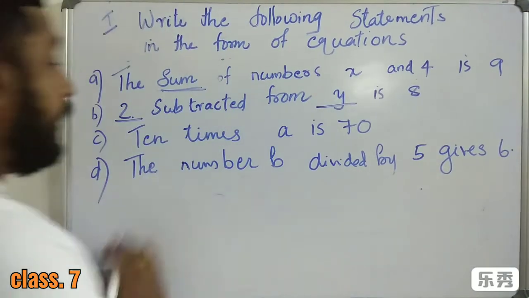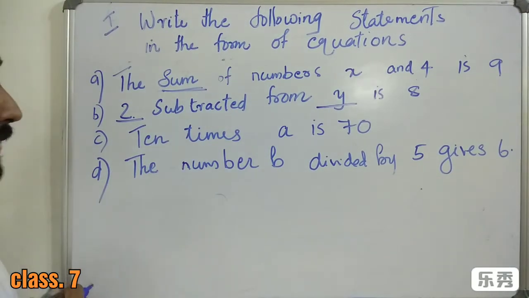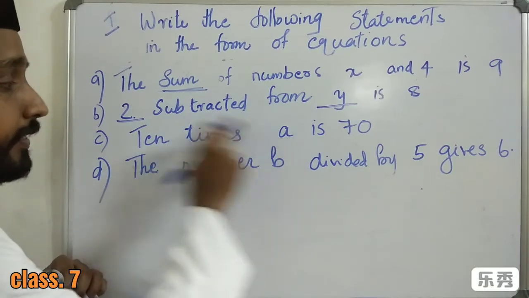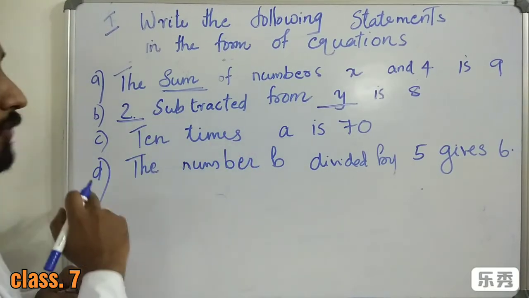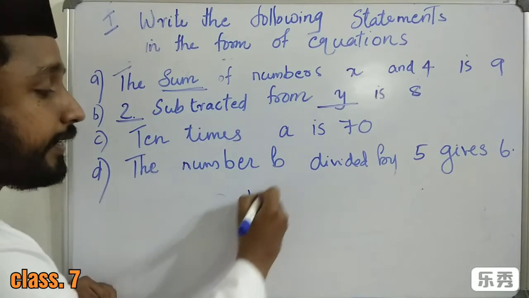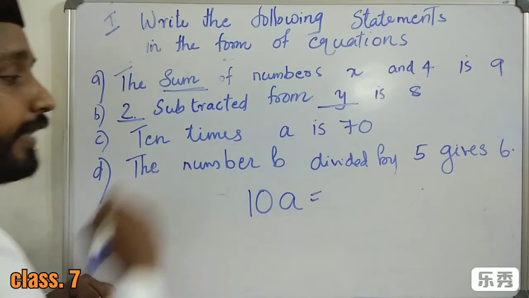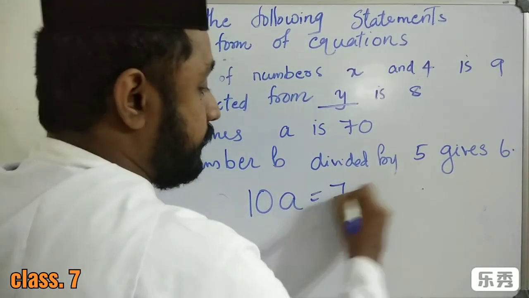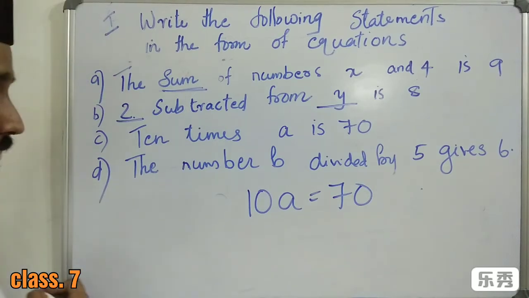Third one: 10 times a is 70. 10 times a means 10 into a, which means 10a. So 10a is equal to 70.